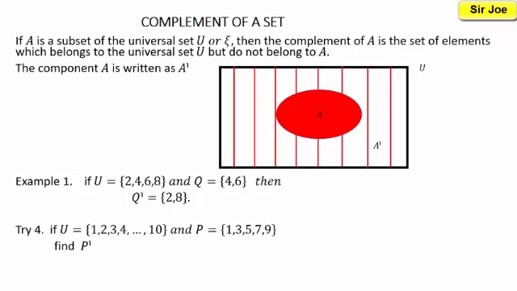If U is equal to 1, 2, 3, 4 up to 10 and P is equal to 1, 3, 5, 7, find P complement. I'll be taking the answer for this one too. This is a trial 4, so I'll be taking the answers for 4 trial questions.